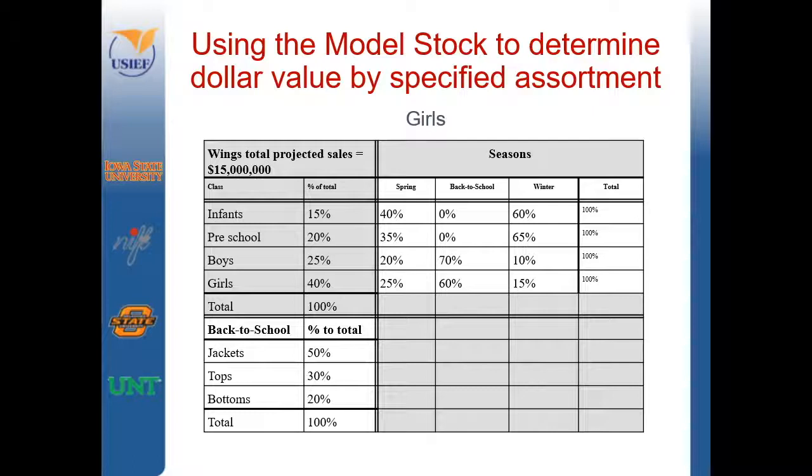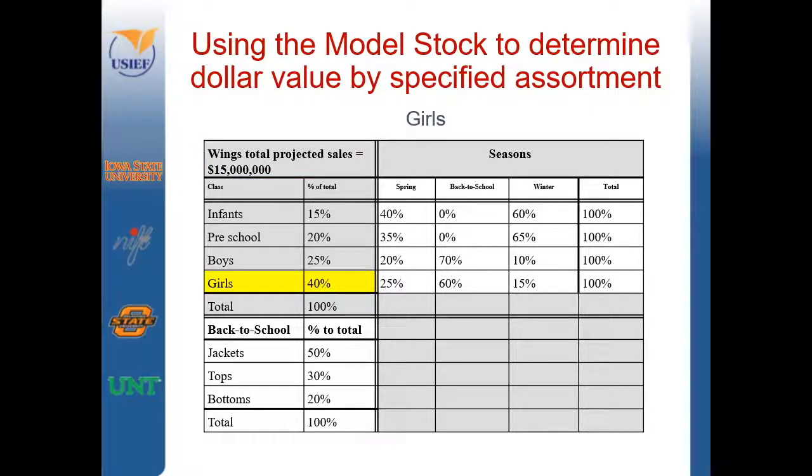We can see that of our $15 million, we can break it down by our classes of infants, preschool, boys, and girls. From there, we can then break it down by season of spring, back to school, and winter. And we even have some details here of breaking down our back to school season by category of jackets, tops, and bottoms. As you can see, the label on the screen says girls. We're going to dig into this a little bit in more detail by looking specifically at our girls budget for our Wings assortment.